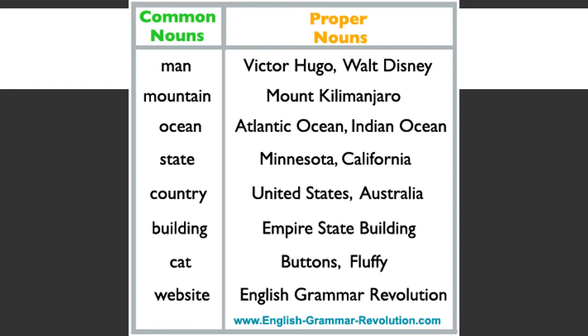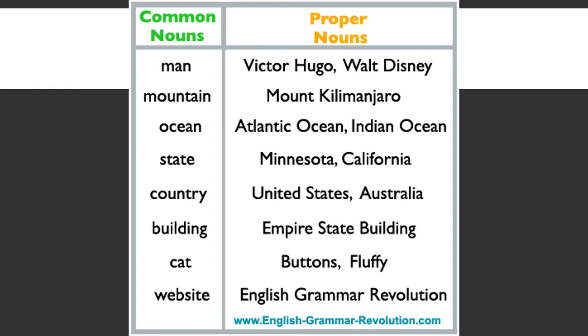Common noun, ocean. Proper noun will be Indian Ocean, Atlantic Ocean, Pacific Ocean. When the names are given, they are proper nouns. Common noun, state. Minnesota, California, Gujarat, Maharashtra. Common noun, country. United States, Australia, India, Nepal. These are the proper nouns. But when we are telling about in general, it is common noun.